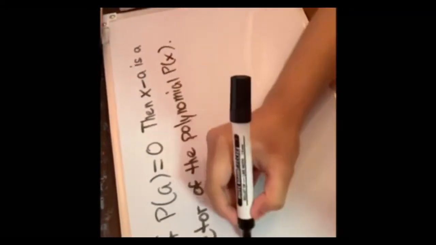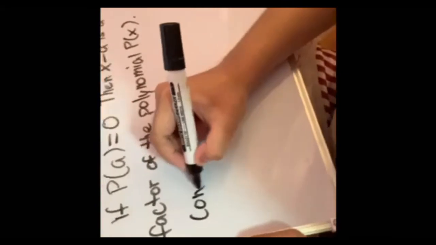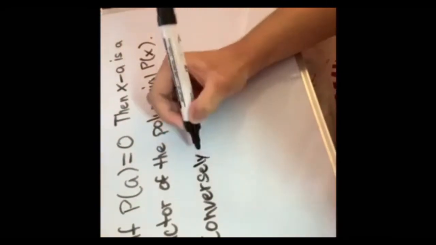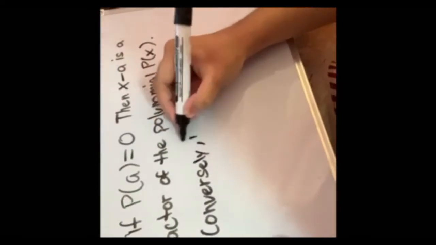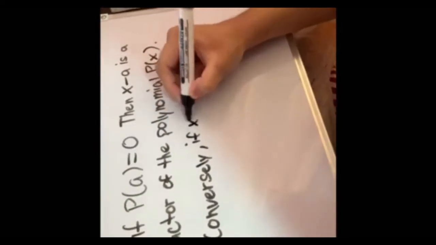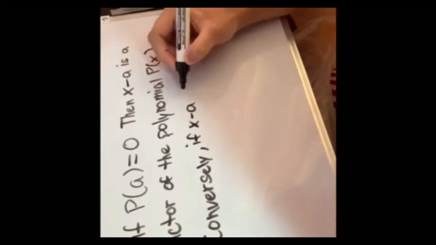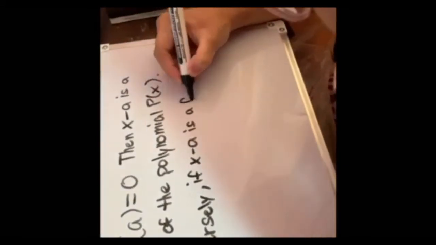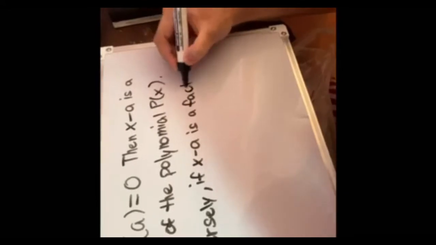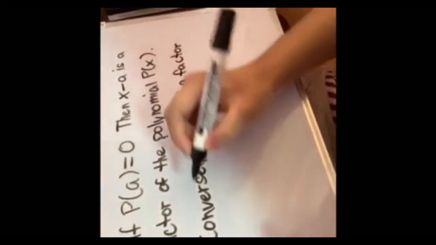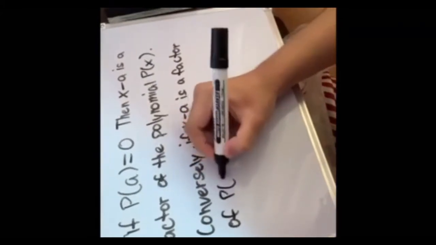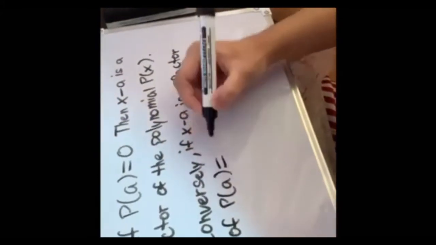And conversely, if x minus a is a factor of p of x, then p of a equals 0.